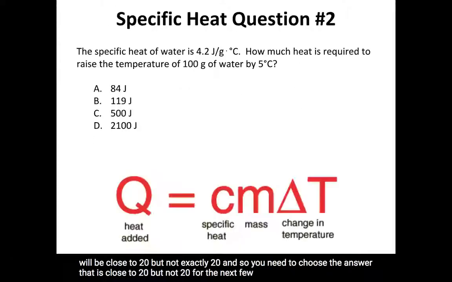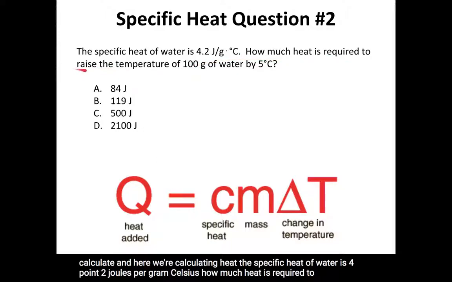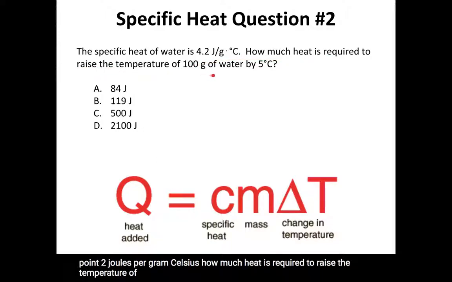For the next few questions, here you need to calculate. And here we're calculating heat. The specific heat of water is 4.2 joules per gram Celsius. How much heat is required to raise the temperature of 100 grams of water by 5 degrees?